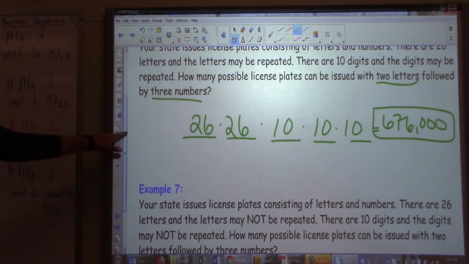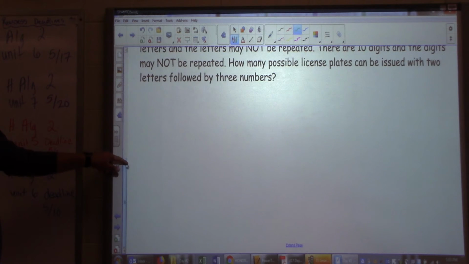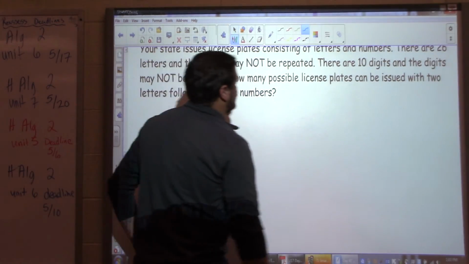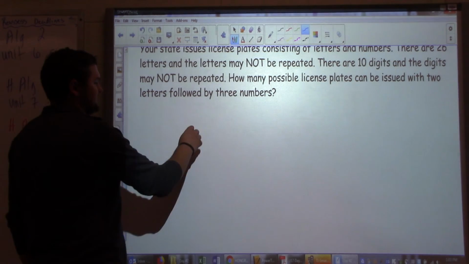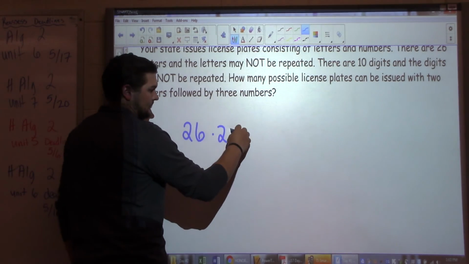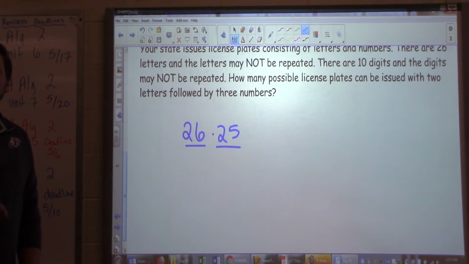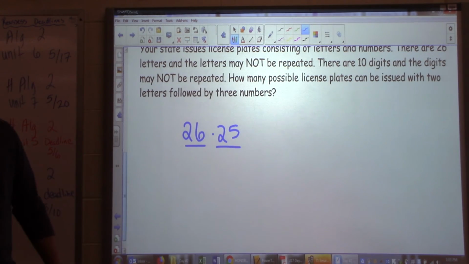Last one, example 7. Your state issues license plates consisting of letters and numbers. There are 26 letters and the letters may not be repeated. There are 10 digits and the digits may not be repeated. How many possible license plates can be issued with 2 letters followed by 3 numbers? Alright, someone besides Patrick walk me through it. 26 times 25. Okay, why did you do 26 times 25? Because 26 is how many letters, and then 25 because the same letter can't repeat itself. Perfect, so 26 to pick from the first time. I can't repeat it, so it's got to be 25 to pick from the second time.